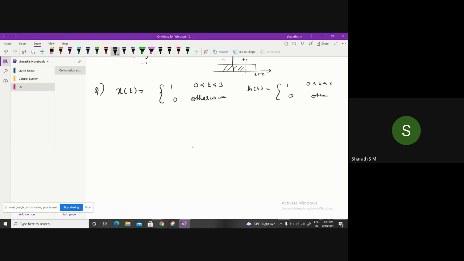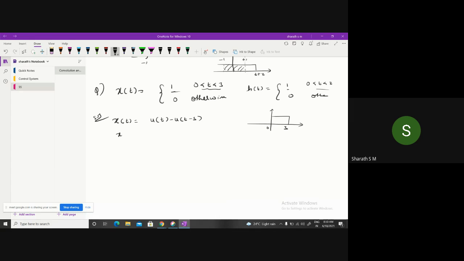So x of t is equal to 1 from 0 to 3. We need to write down these two signals, with amplitude level 1 from 0 to 3 as well as from 0 to 2, in terms of unit step functions. So for the signal only from 0 to 3, we write u of t minus u of t minus 3. That is equal to 0 to 3.